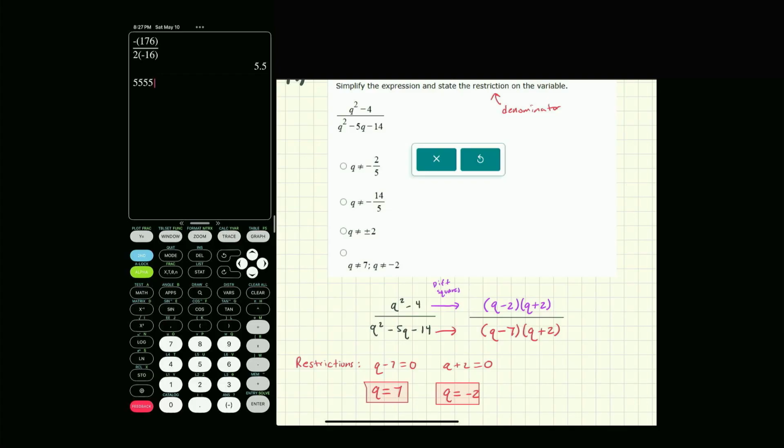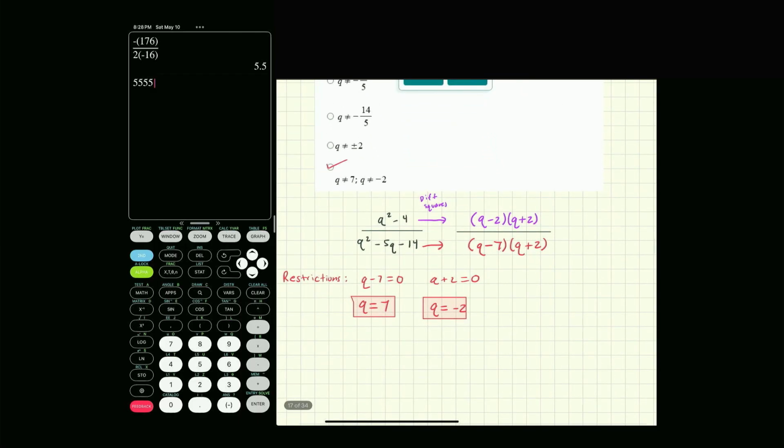So our restrictions are 7 and negative 2, and answer D is the only one that has that. So that's it. We only needed to find the restrictions. But let's simplify this just for the heck of it, just in case. So we found our restrictions.